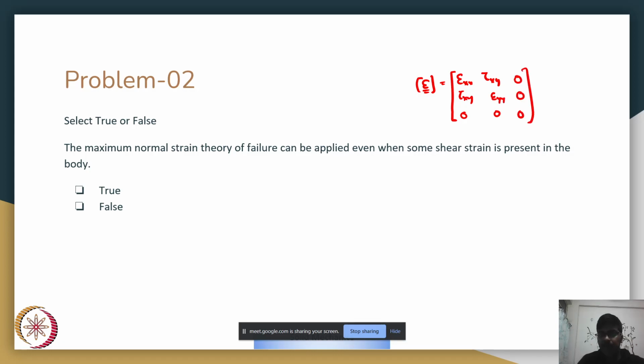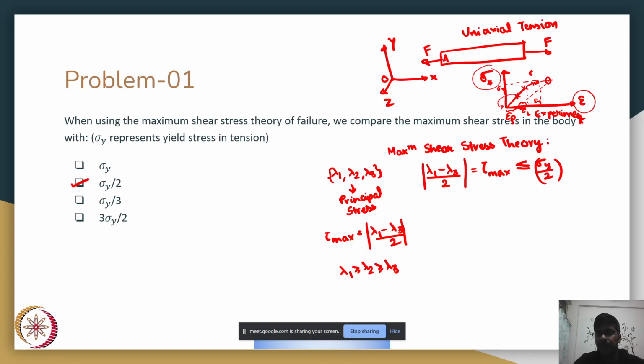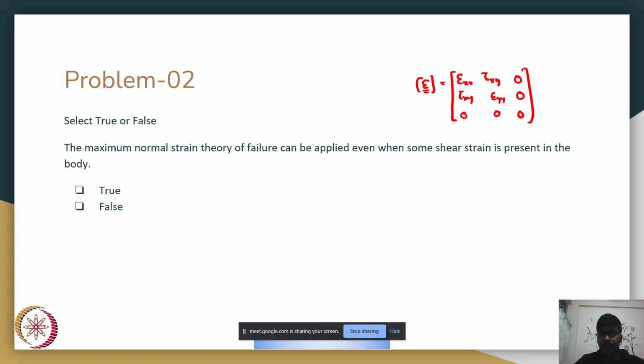As you can see, for the uniaxial case, the body only had epsilon xx, but because of some reason in this particular case, you may also have, say, tau xy, which is what the statement is saying. And then it is asking us, can we still apply the maximum normal strain theory?